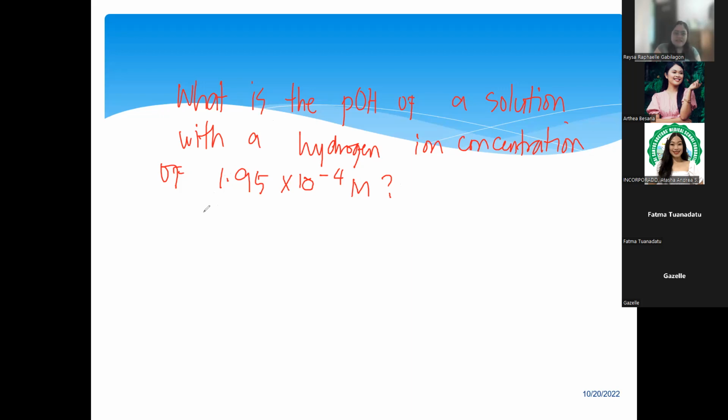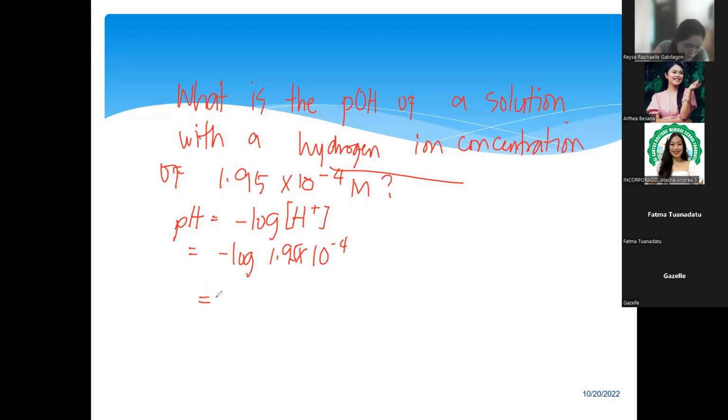Sige, let's see. So remember, hydrogen ion concentration ang given ha. So ang una mong i-compute, pH muna. Negative log of the hydrogen ion concentration. So this is negative log of 1.95 times 10 raised to the power of -4. So negative log of the 1.95 times 10 raised to the power of -4 is 3.70996538. This is the pH, but we are looking for the pOH.